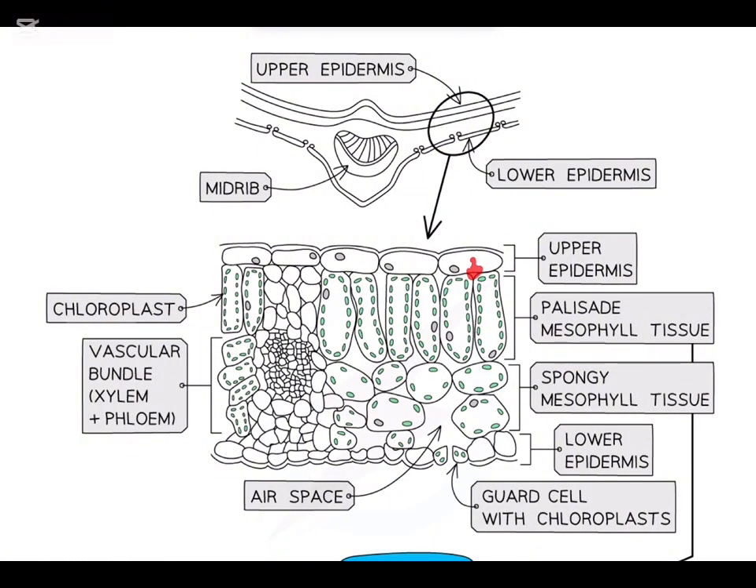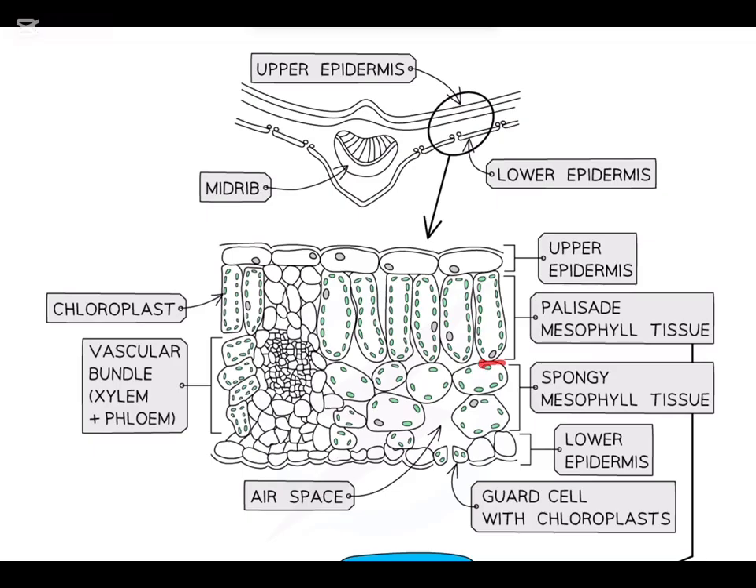Immediately below the upper epidermal cells, we have these long, cylindrical, closely packed cells, and these are the palisade mesophyll cells. These palisade mesophyll cells have abundant chloroplasts in them, and that allows them to do the maximum amount of photosynthesis.